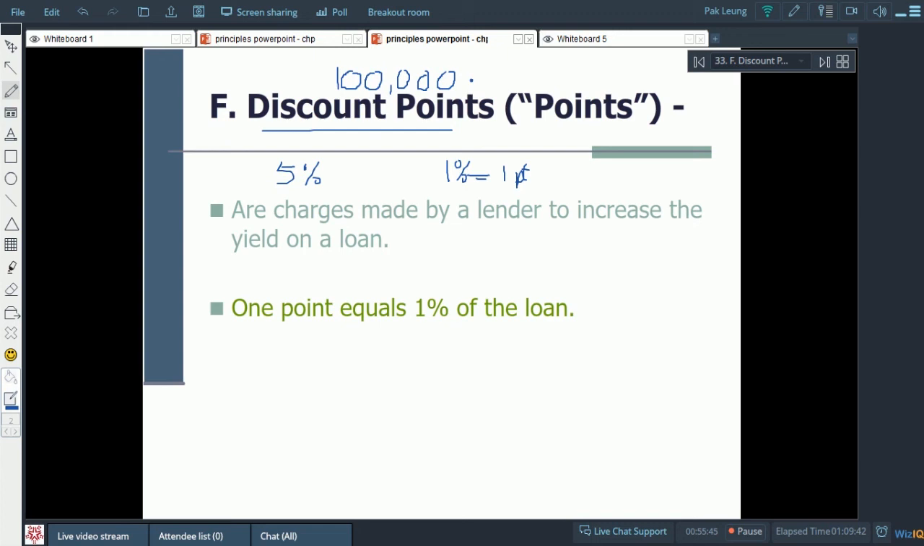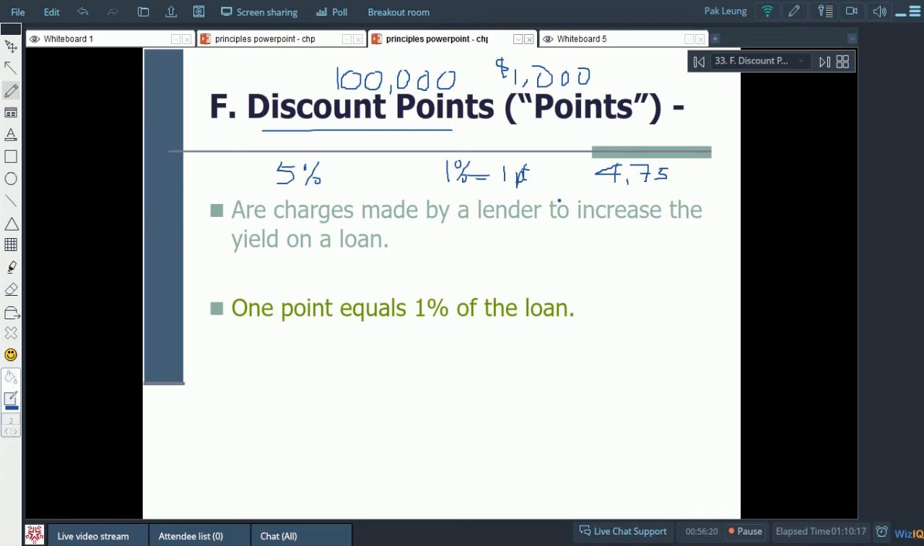Okay, 1 point is 1%, okay? Let's say you're borrowing, for simple math, okay, $100,000. 1%, right? Of what? 1% of what you're borrowing, okay? So $1,000, right? 1% of 100,000, okay?